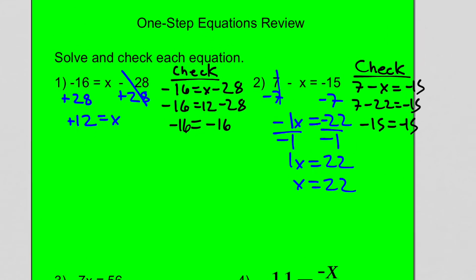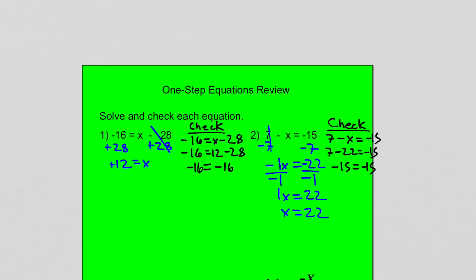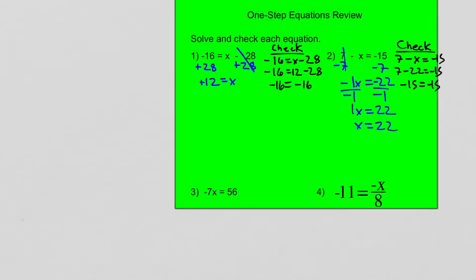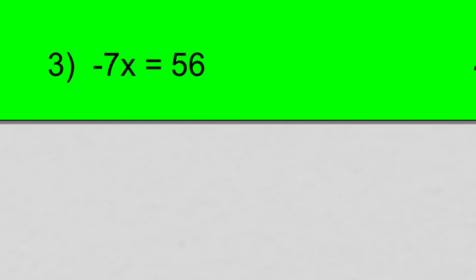Okay, so we've got an equation that we solved by adding, an equation that we solved by subtracting. Next, we have a multiplication equation. This is negative 7 multiplied by some number equals 56. So the opposite of multiply by negative 7 is to divide by negative 7, because when we do that, we're going to show the value of 1x. Negative 7 divided by negative 7 is positive 1x.